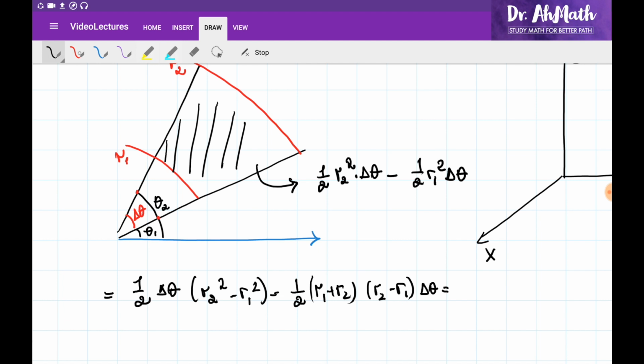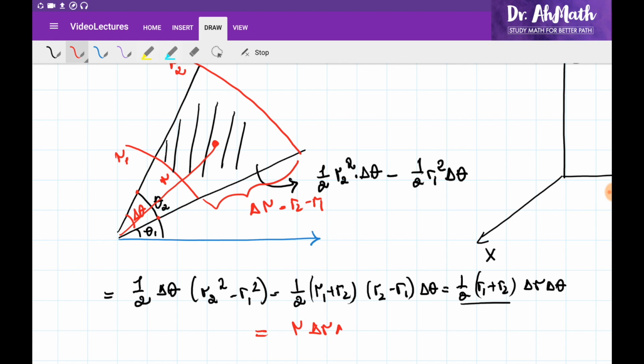And actually r2 minus r1 is the difference between these two curves, the distance between these two lines, and it would be delta R, which is r2 minus r1. Our formula becomes 1 over 2 times r1 plus r2 multiplied by delta R and delta theta. And actually, (r1 plus r2) over 2 is the distance from the origin to the middle of this area, and I would denote this as R. So this would be R multiplied by delta R and delta theta. This I would denote as the area, delta A. The area of this region would be R, the radius from the origin to the middle of this region, multiplied by delta R and delta theta.